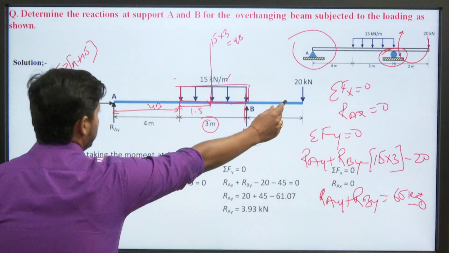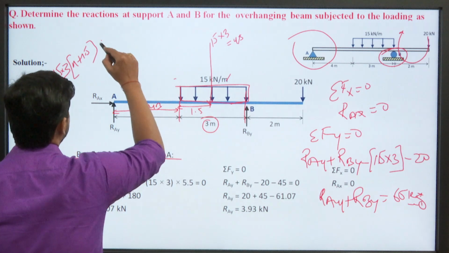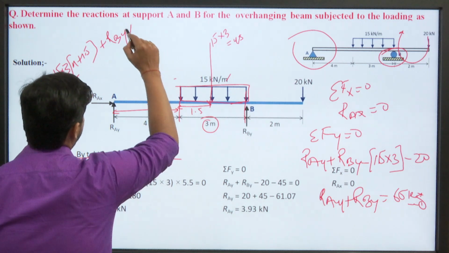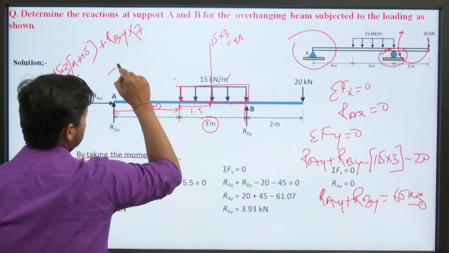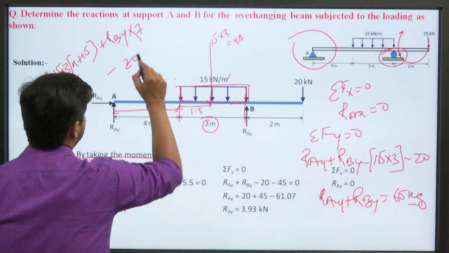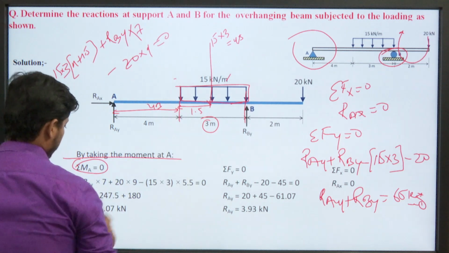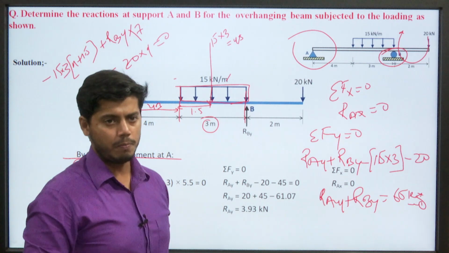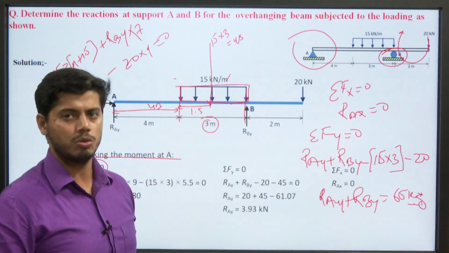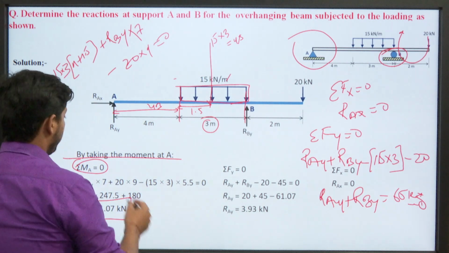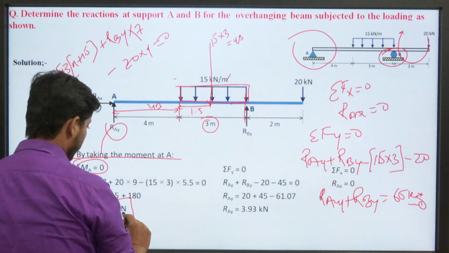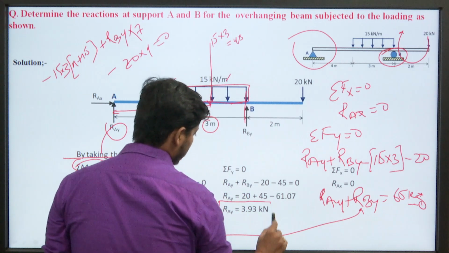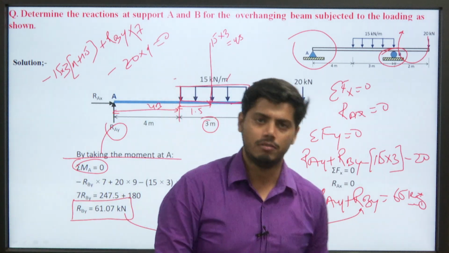Next will be the moment due to this reaction, this is positive, plus RBY into 4 plus 3 is 7, minus 20 into 4 plus 3 is 7, plus 29 equal to 0. From this we will calculate the RBY value, and RBY is coming out as 61.07 kilonewton. Now, to find the value of RAY, substitute this value in equation number 1, and we will get the value of RAY as 3.93 kilonewton.